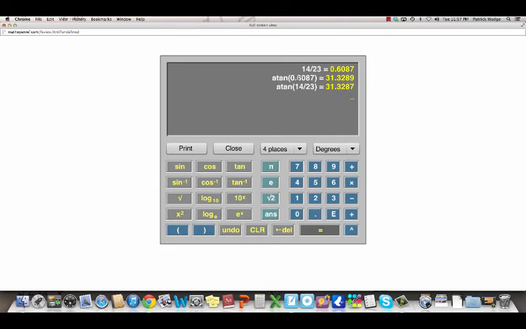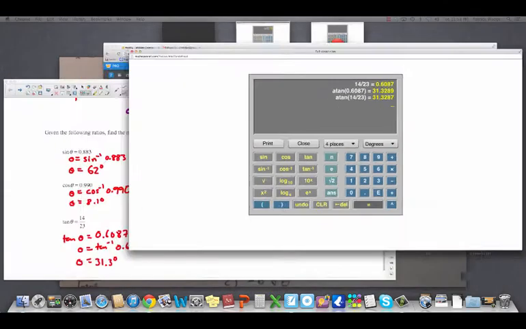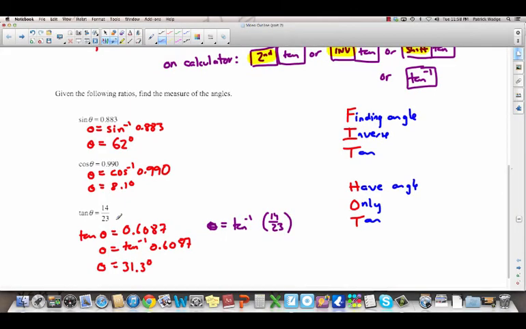Why? Because this 0.6087 is a rounded off answer. This one isn't as rounded off, so it's a better answer. So it's faster to do it that way. Makes sense to do it that way. Why not always do it that way?